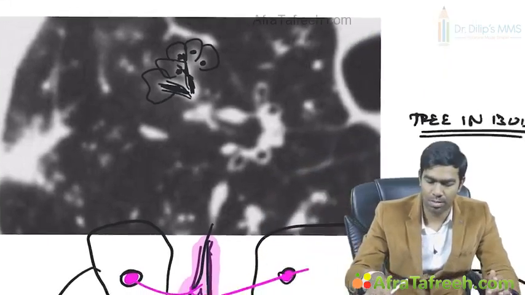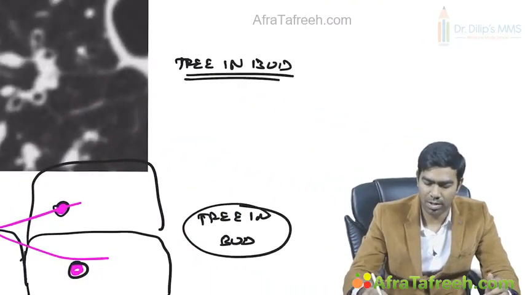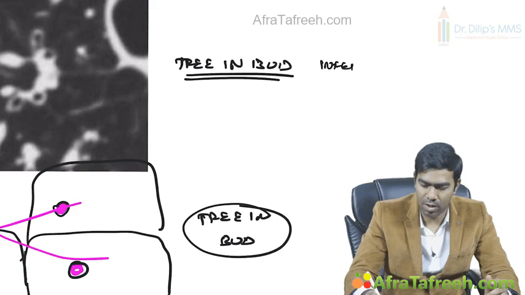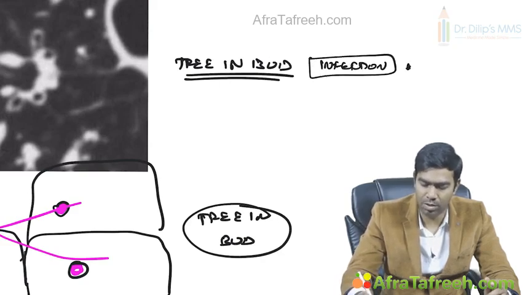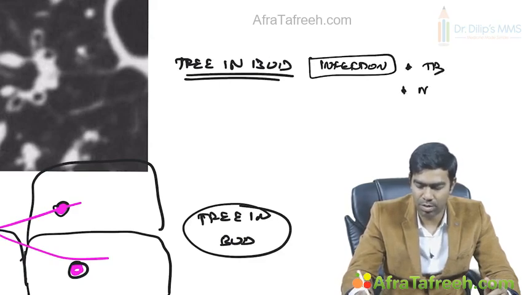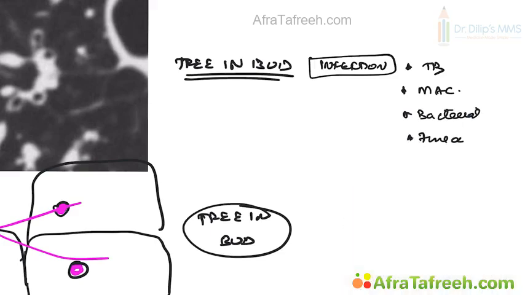Something is going on. But let us see what are the conditions that can produce tree in bud appearance. First is always infection, and mycobacterial infections are extremely common. I'm going to think about TB first. Second possibility, rarely it could be MAC, or sometimes a bacterial or fungal infection. But in India, tree in bud, TB, always TB.